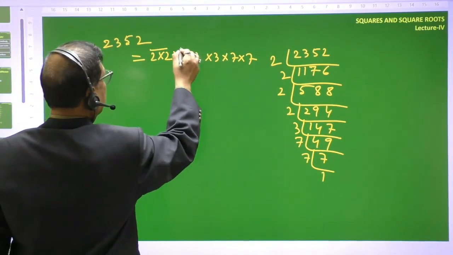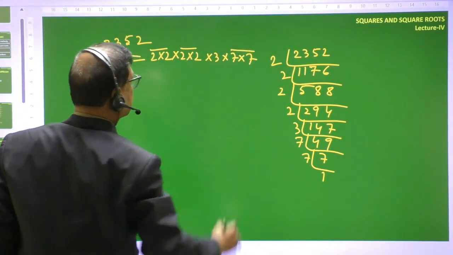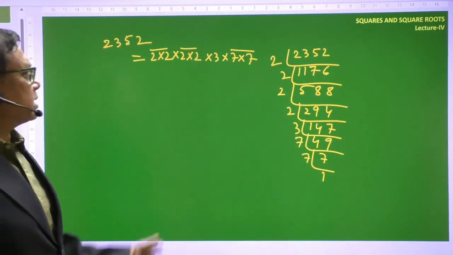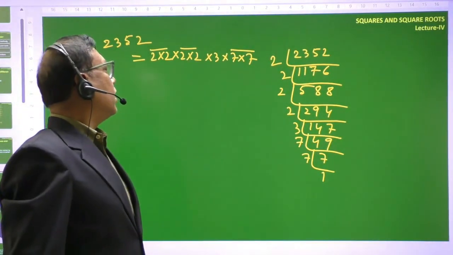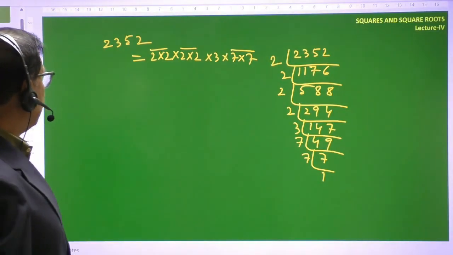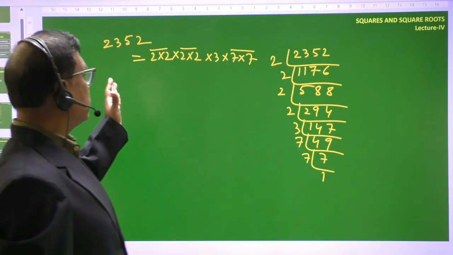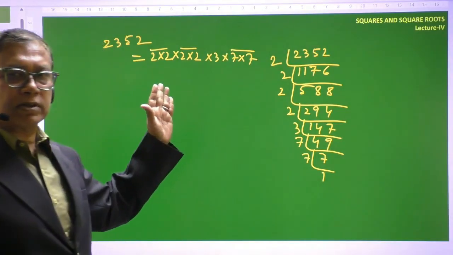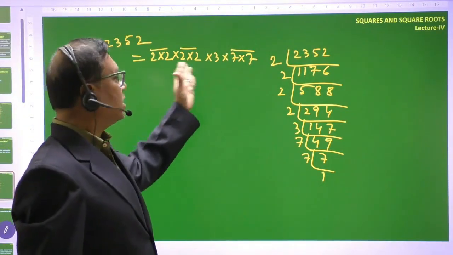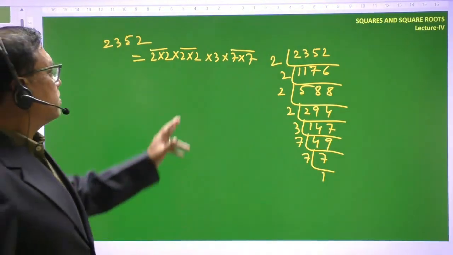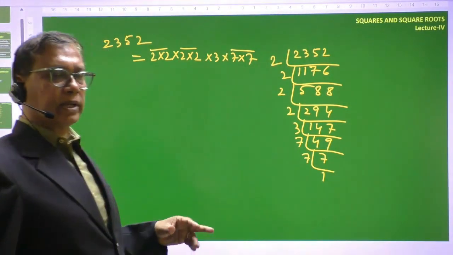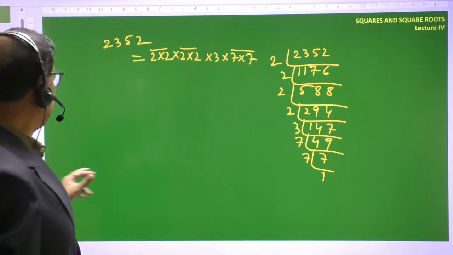So when we are making pairs, we see 3 is the lone factor. That means 3 is not pairing. So this is not a perfect square, because we know that to be a perfect square, all the prime factors should be paired. But since 3 is not pairing here, it is not a perfect square.